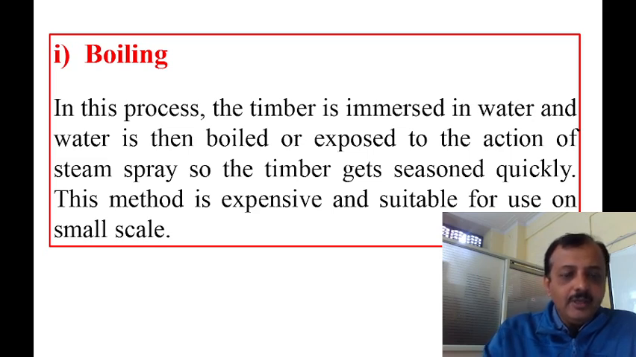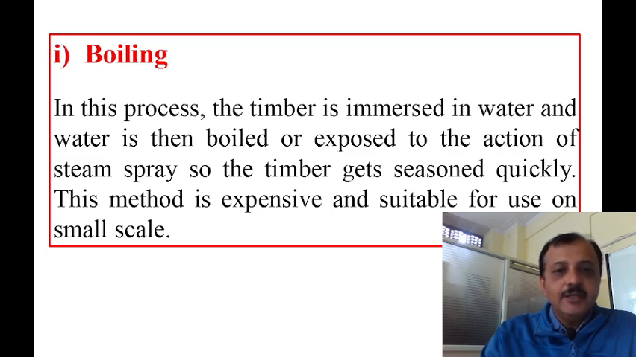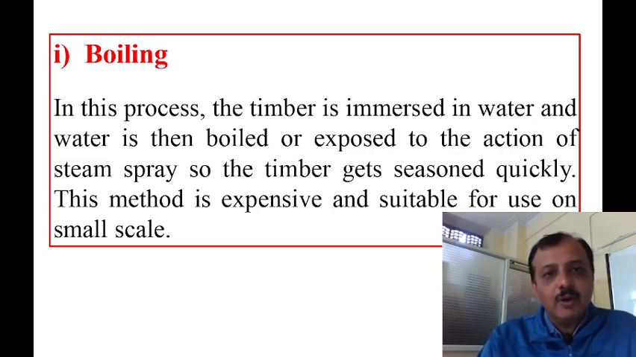Boiling. This is one of the methods of artificial seasoning of timber. In this method, the timber is immersed in water and the water is then boiled, or the timber is exposed to the action of steam. We are going to spray the steam on the timber surface. During this process, the moisture content in the timber will be removed and it gets seasoned quickly. But this method is expensive and suitable for use on a small scale. Only for a small quantity of timber can this method be adopted. This we call the boiling method.